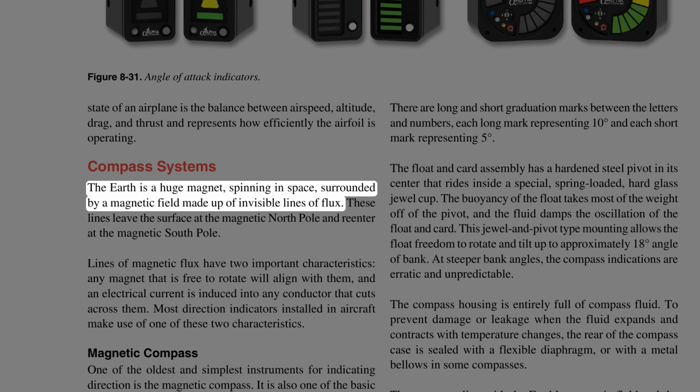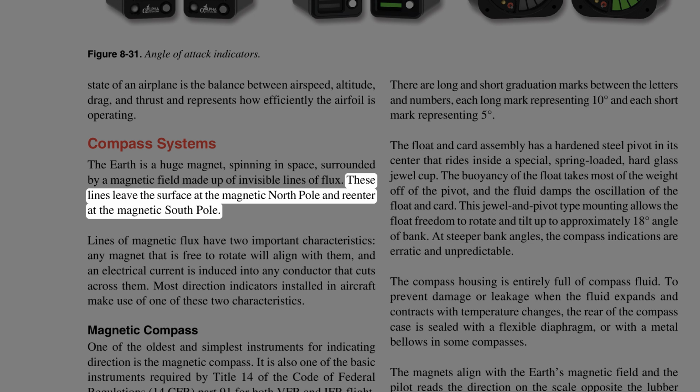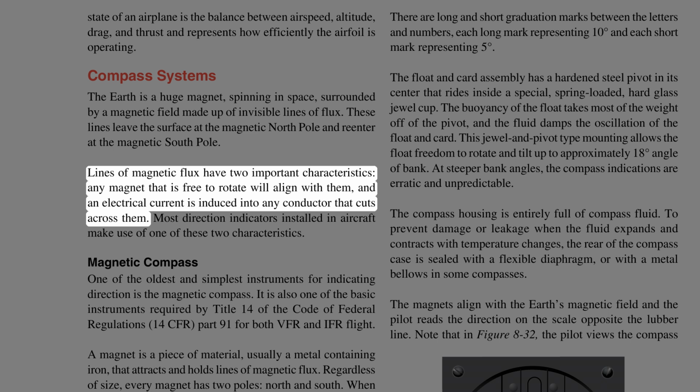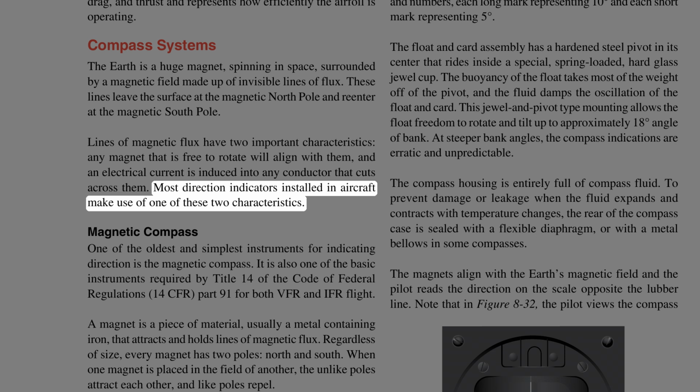Compass systems. The Earth is a huge magnet, spinning in space, surrounded by a magnetic field made up of invisible lines of flux. These lines leave the surface at the magnetic North Pole and re-enter at the magnetic South Pole. Lines of magnetic flux have two important characteristics. Any magnet that is free to rotate will align with them, and an electrical current is induced into any conductor that cuts across them. Most direction indicators installed in aircraft make use of one of these two characteristics.